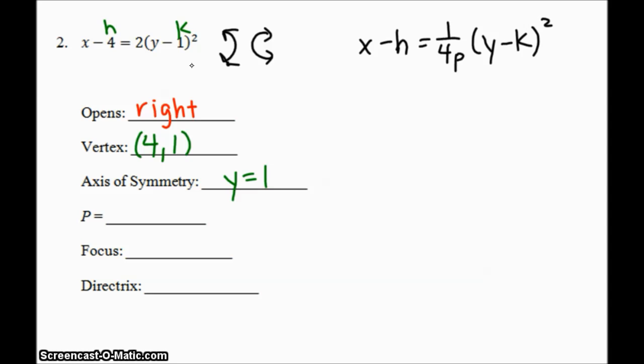Alright, now we need to find our p. Take your 2 and change it to a fraction, 2 over 1. This will help us whenever we solve by setting it equal to 1 over 4p.